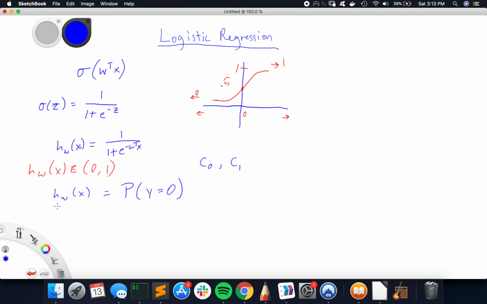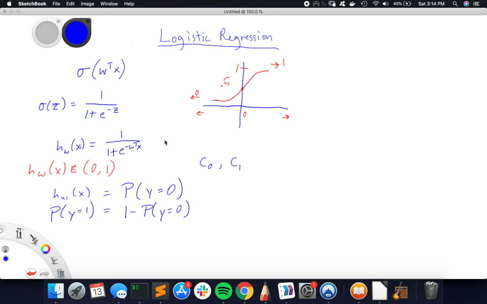And then we can find the probability that x is in class 1 as just 1 minus the probability that y is equal to 0. This is the probability that y equals 1. Okay, so that's the general setup of the logistic regression model.